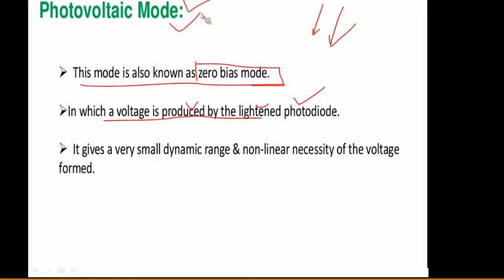In the solar cell, if a voltage or some energy is stored, that is due to the illumination of light on the solar panel. That's why, what is photovoltaic mode? This mode is also known as zero bias mode, in which a voltage is produced by light and photodiode. How much light is falling on the PN junction, because of that the generated voltage is the maximum voltage in the photovoltaic mode. It gives a very small dynamic range and a non-linear voltage response. This is the case for photovoltaic mode.